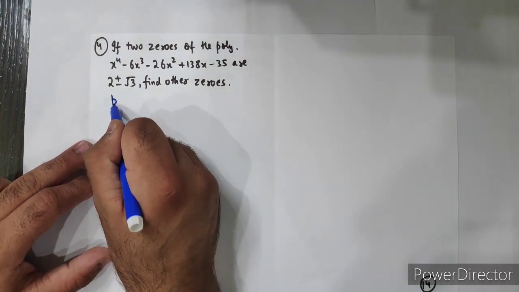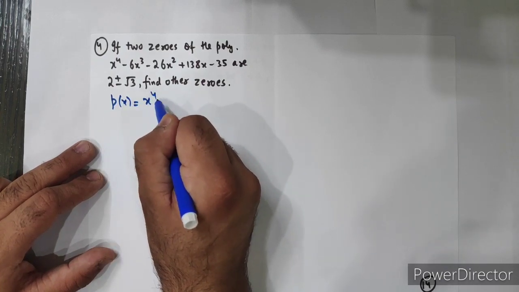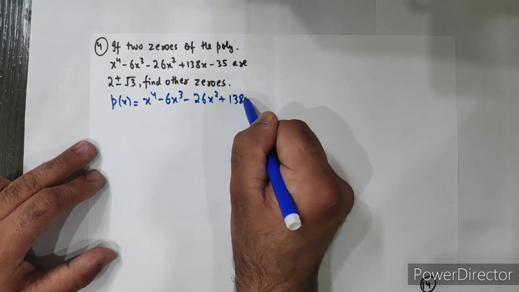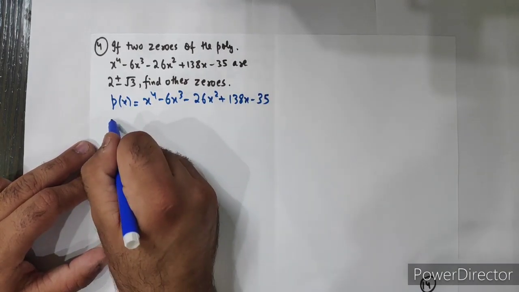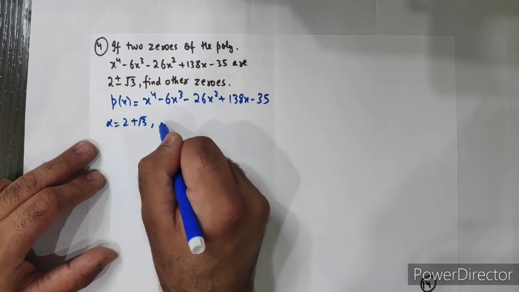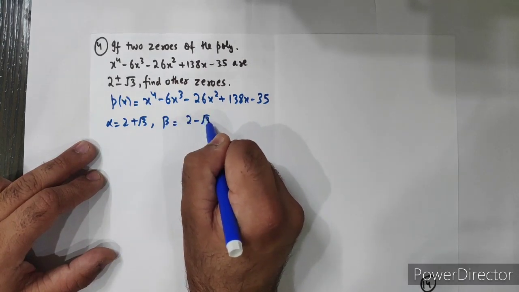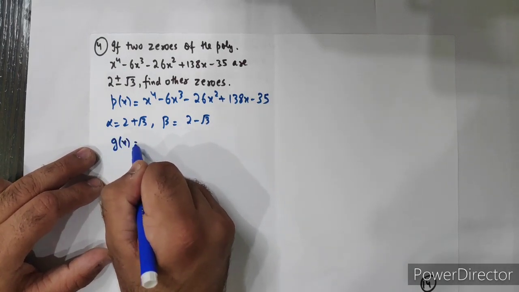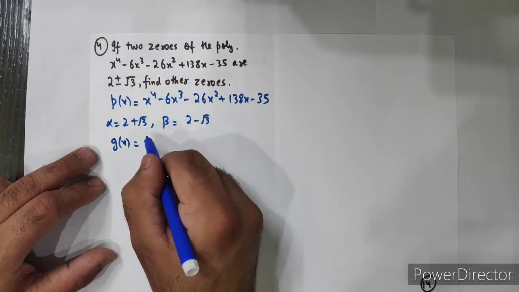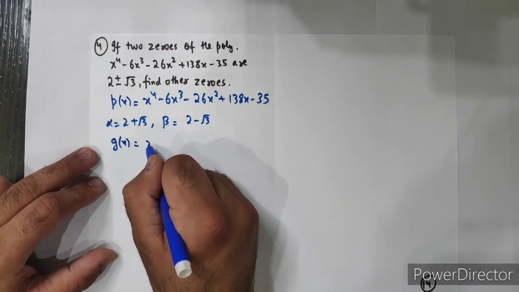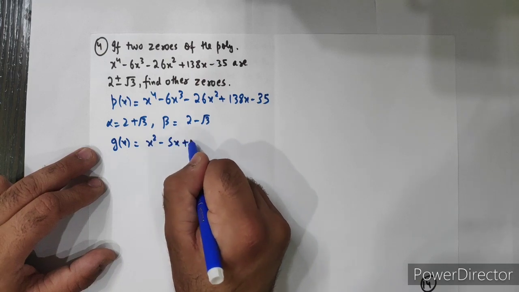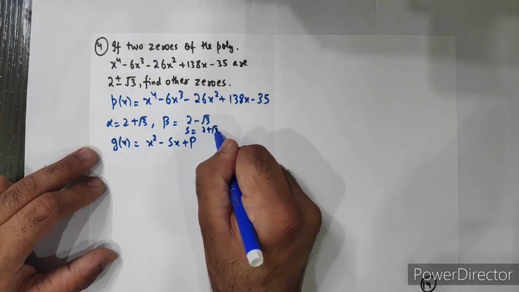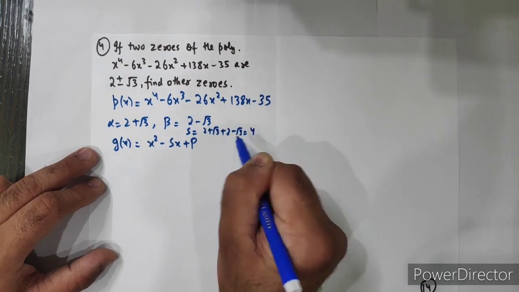So first, let us name this polynomial: x4 minus 6x cube minus 26x square plus 138x minus 35. The zeros are given by alpha is 2 plus root 3 and beta is 2 minus root 3. We are going to follow a different approach here. Let us name the polynomial which we can divide, and the remainder will be 0. Let us name this polynomial g(x), and you know how to find this polynomial. It is given by this. For this polynomial we have to find s and p. What will be s here? If you find the sum of these zeros, you will get 4.